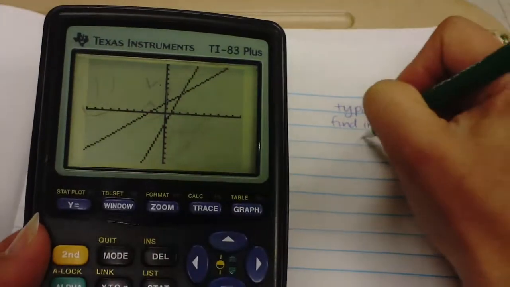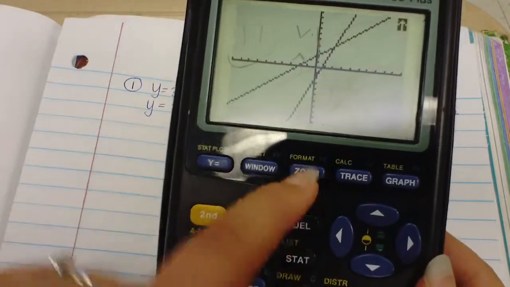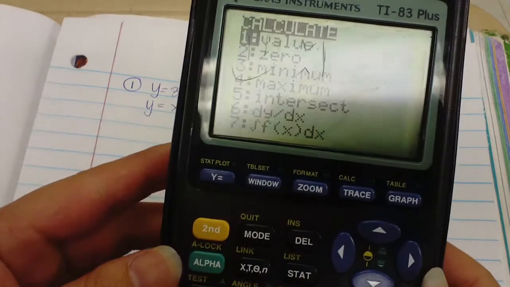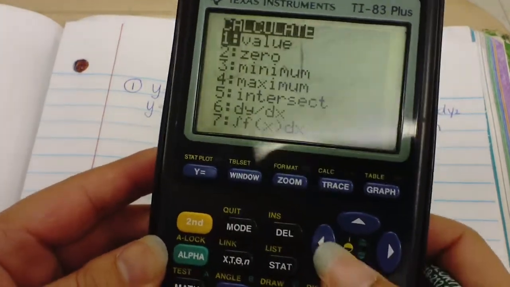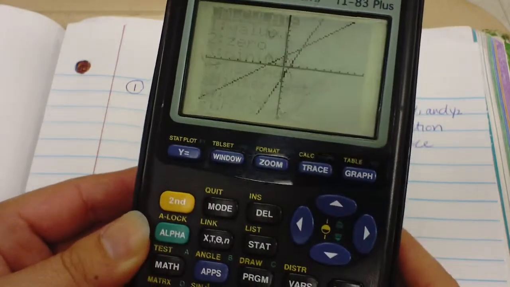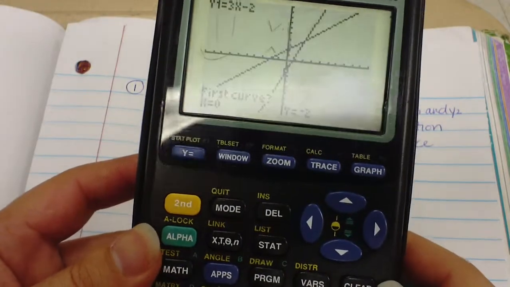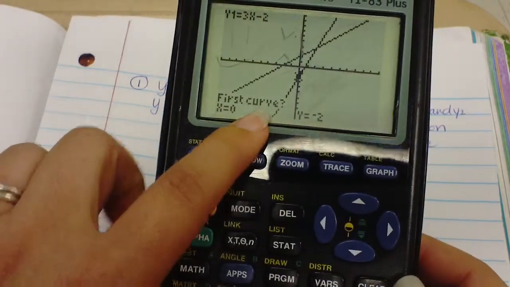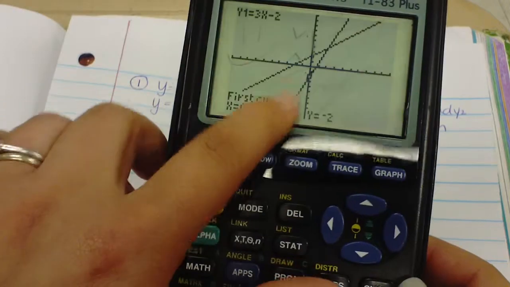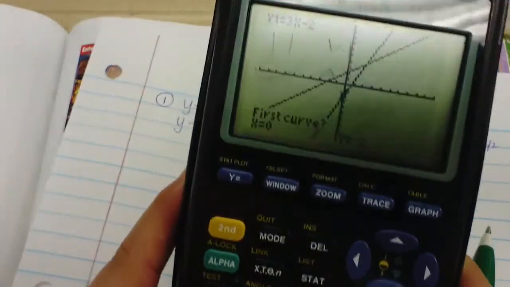And here's how to find the intersection. You're going to press second, trace. So second, and then trace, and you come up with the calculate menu. You should see intersect, which is option 5. So you're going to press enter on intersect. And your calculator says first curve with a question mark. So it's asking you to make sure that this equation, 3x minus 2, is your first line. And it is 3x minus 2. You press enter.